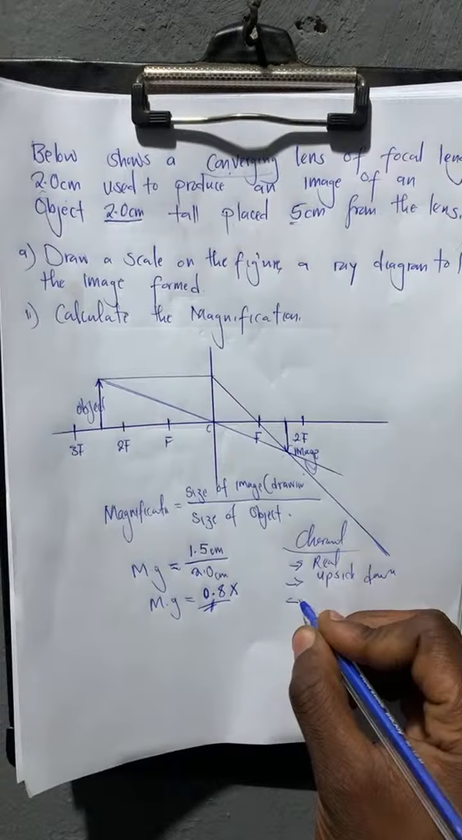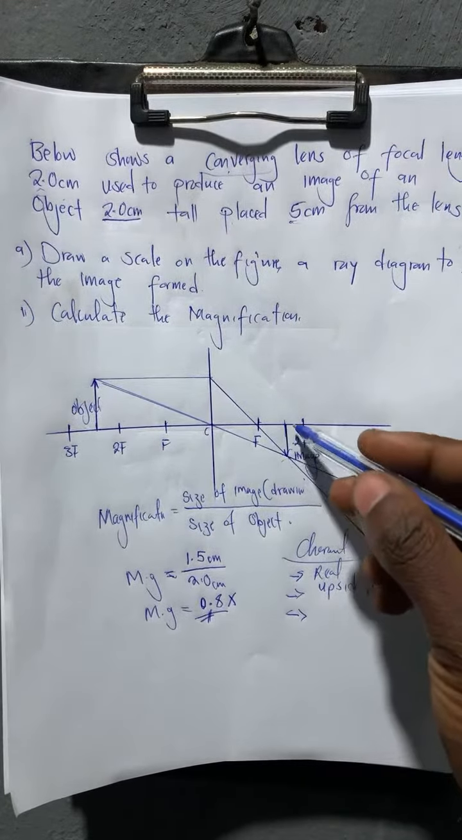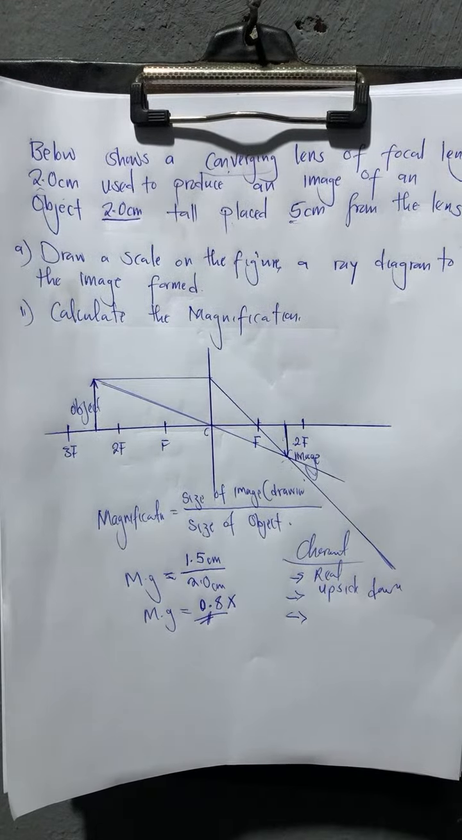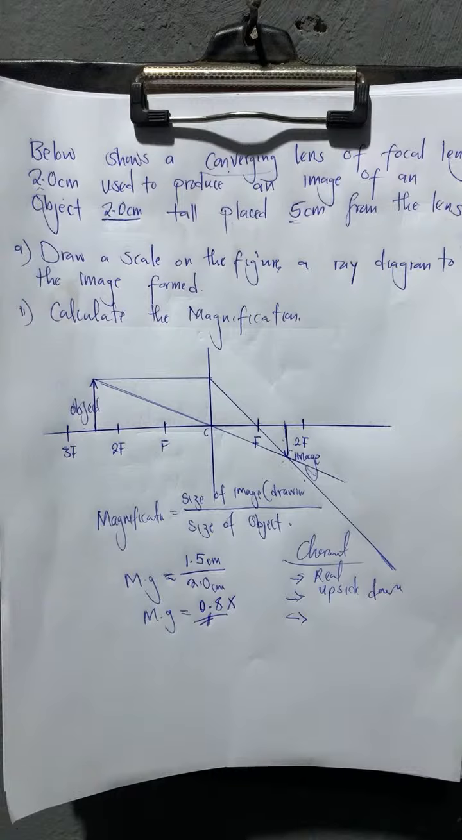The image is less than the object. You say the image is between F and 2F. You've seen that? That's what you do. As simple as that. It's upside down and diminished. All right, this is excellent.